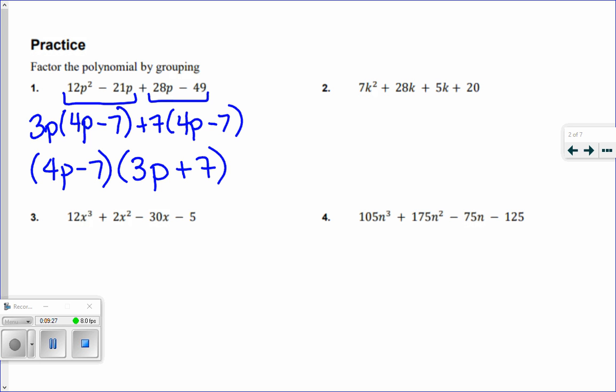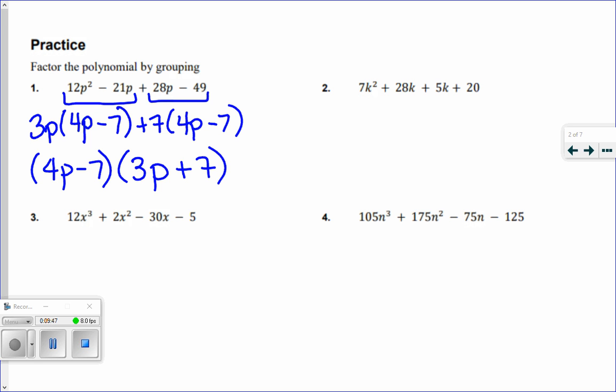They don't, 4p minus 7, there's nothing else I can factor out there. And then check the 3p plus 7 and make sure that has nothing that they have in common that can be factored out. Okay? And if you're good to go, then those are your factors. And you can always check it by foiling, and just making sure it still produces those original 4 terms.